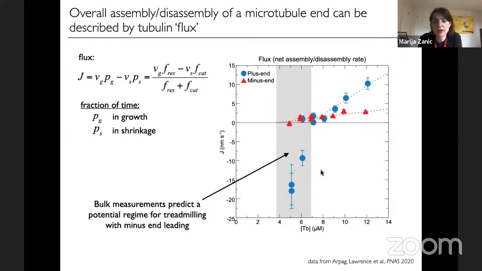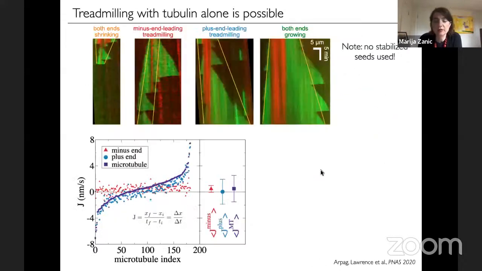To do that, we had to modify slightly our in vitro assay. Now we no longer have stabilized seeds. These are just different colors, but the entire microtubule is dynamic and can depolymerize. If we observe individual microtubules over the course of about 30 minutes, we can, in principle, classify individual microtubules into four different behaviors, depending on what their flux is at each of the ends. We can either have both ends shrinking, or one of the ends on average growing and the other one shrinking, so that will be treadmilling, either minus end or plus end leading, or both ends growing.